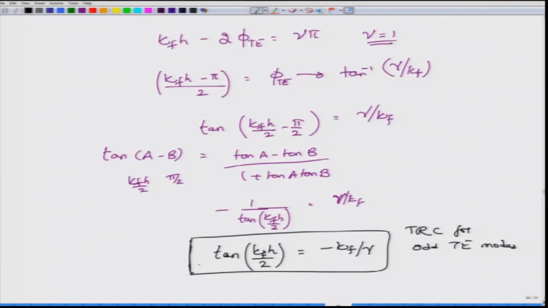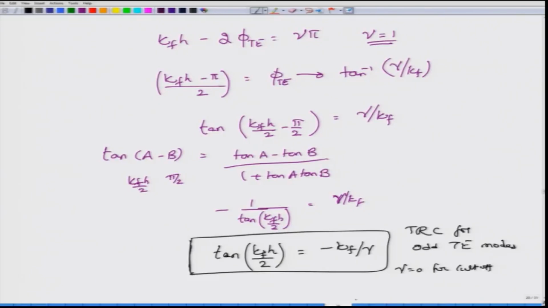But look at this expression again. Now, the cutoff condition remains the same. When I am considering the odd TE modes, the cutoff condition again means that gamma has to be set equal to 0. But the moment I set gamma equal to 0, while kappa f is a finite quantity, the right hand side of this becomes equal to infinity, right.